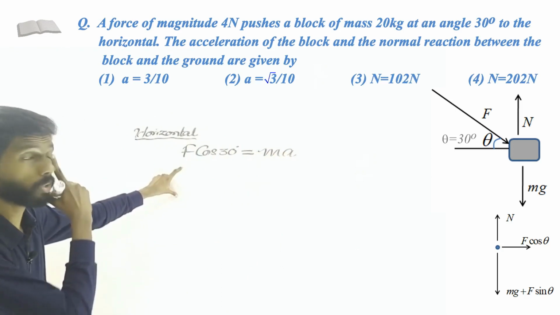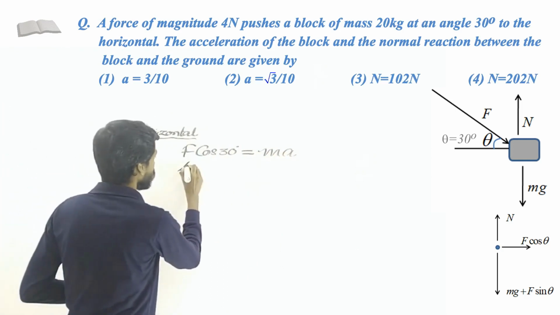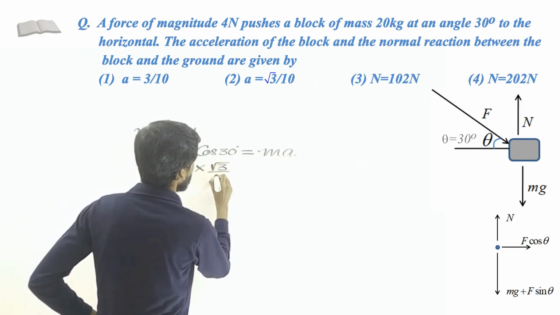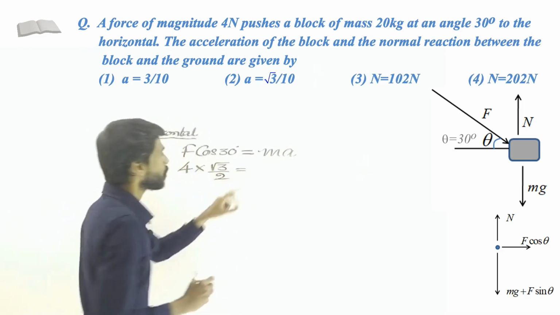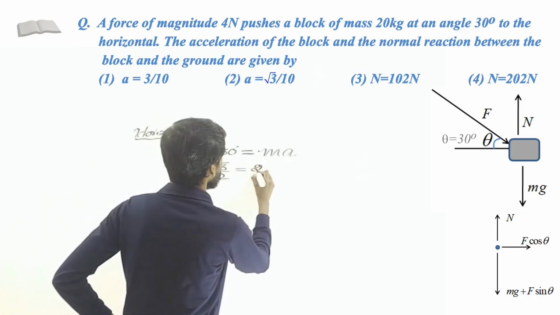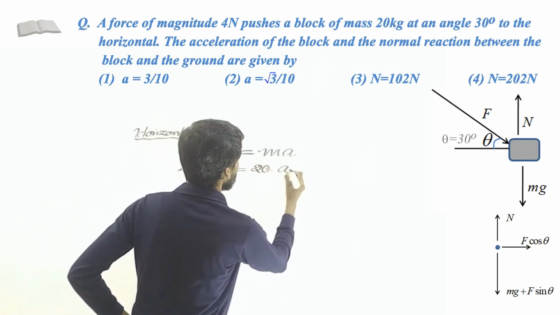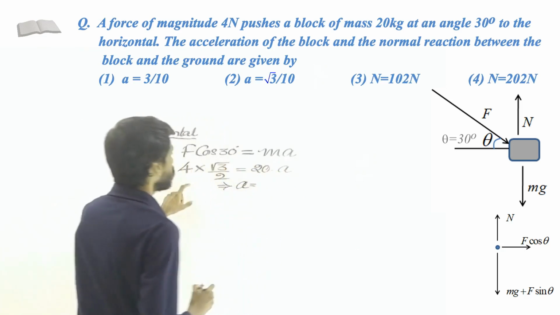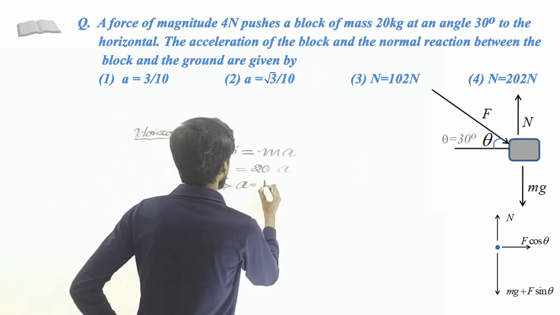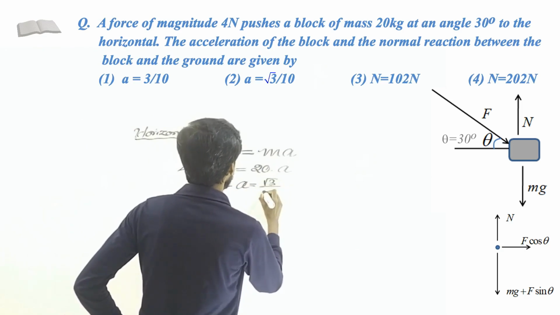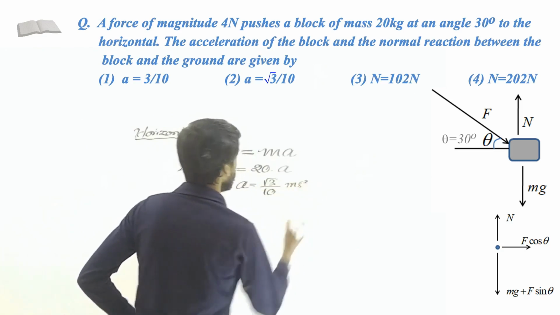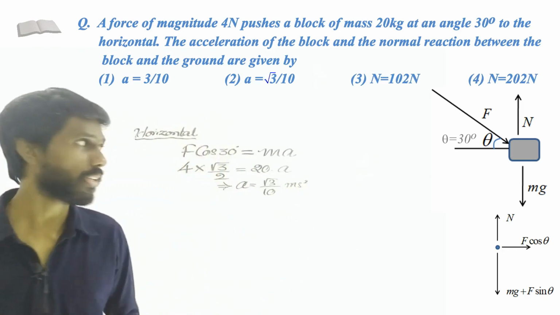The force is given to be 4 Newton, multiplied by cos 30, which we know is root 3 by 2. That must be equal to the mass of the object, 20 kilograms, multiplied by the acceleration. That gives you the required acceleration, which equals root 3 divided by 10 meter per second square. So this is the acceleration of the block in the horizontal direction.